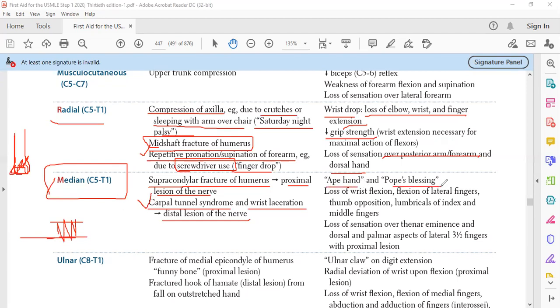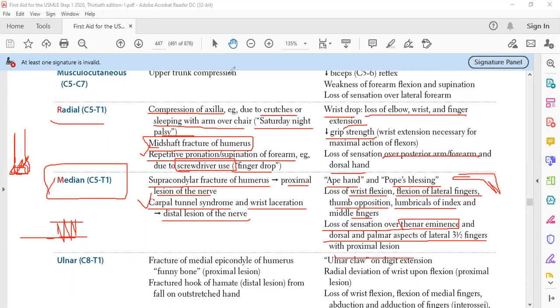Ape hand and Pope's blessing. You can get this injury, and Pope's blessing and ape hand are all like this, with two fingers working like this. So there is a loss of wrist flexion. Now the flexors will go. In the radial nerve we have seen that extensors are not working. In the median nerve, the other things won't work, like flexion. So we have loss of flexion of the lateral fingers, thumb opposition, and the lumbricals of the index and middle fingers. Then we have loss of sensation over the thenar eminence, and the dorsal and palmar aspects of the lateral 3 1/2 fingers with a proximal lesion.